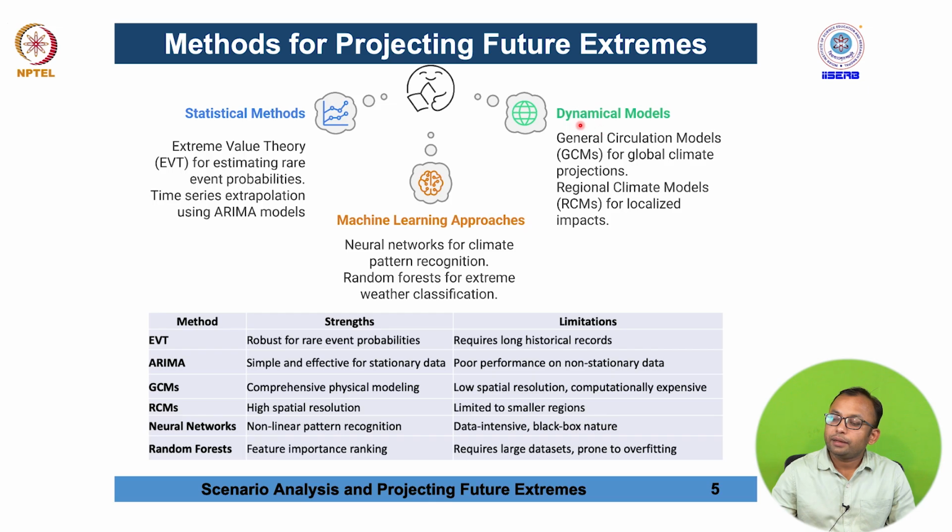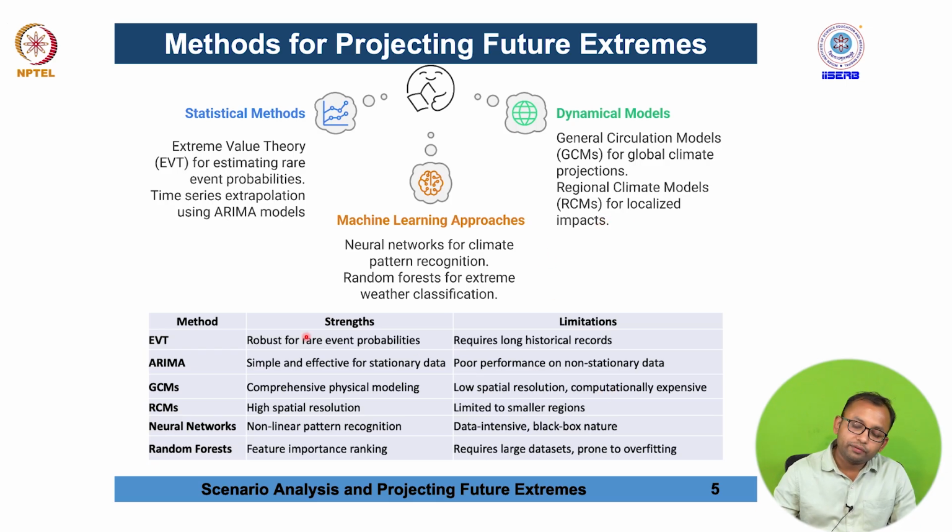Then there is a dynamical model where we are using the general circulation models, GCMs, which are physics-based, physical representations of different processes within that particular framework. They simulate those processes and then give the output. Then we also have regional climate models for localized impact, which can tell us about the overall behavior of different hydroclimatic extreme properties at a particular location.